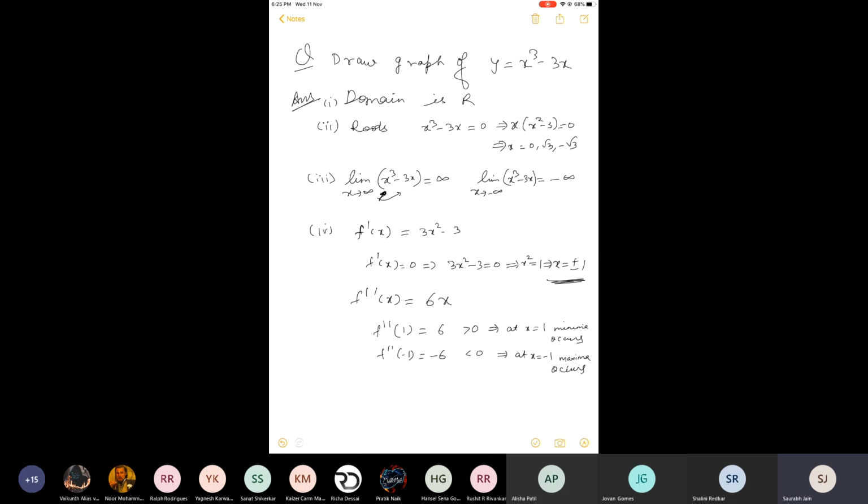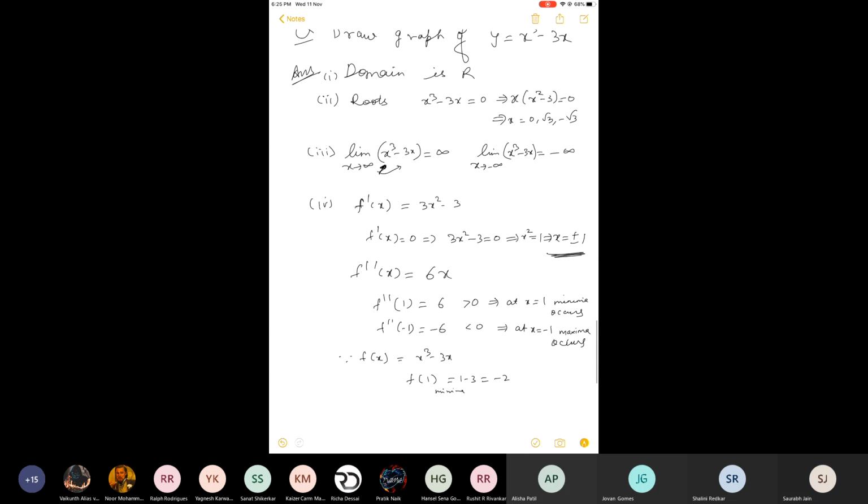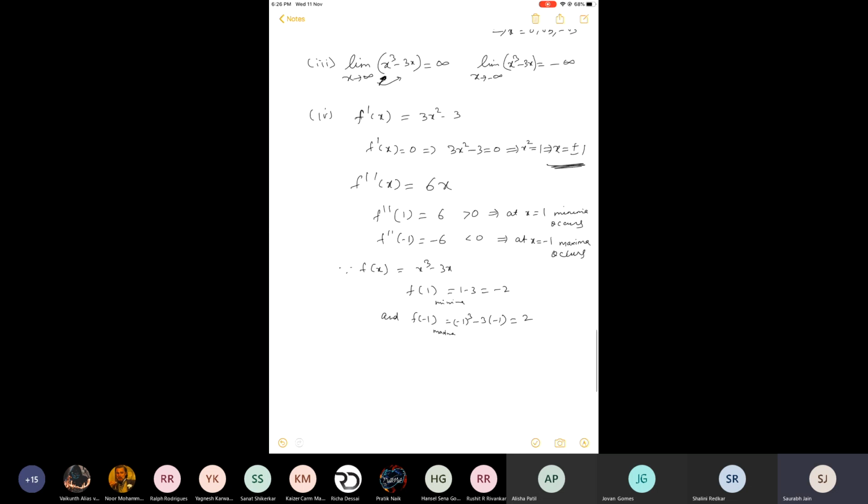All right. Since at 1 and minus 1 some maxima minima is occurring, let us find the values as well. Values of the function, not the value of the derivative. Since f x is x cube minus 3x, f 1 is minus 2. Remember this is minima, local minima. And f of minus 1 will be minus 1 cube minus 3 into minus 1, that is 2. And this is your local maxima around the point minus 1. And since f double dash x is not becoming 0 for any of these values of x, no point of inflection.